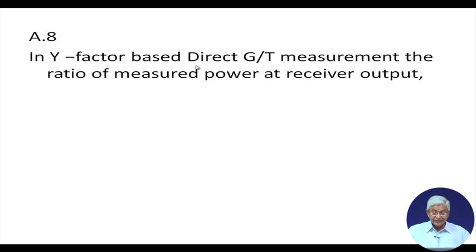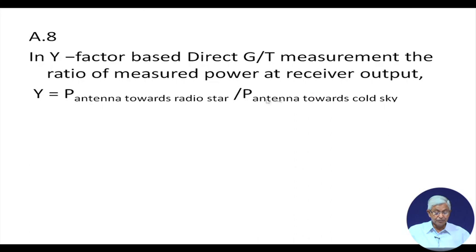In Y factor based direct G by T measurement, the ratio of measured powers at receiver output, that is Y, is P when antenna is towards the radio star divided by P antenna towards the cold sky. This P stands for power. Now, when this power is measured, that is radio star flux density power coming, the antenna effective aperture is taking that power, that is the radio noise, and then receiver noise KTB comes into picture, and together you measure the total power.